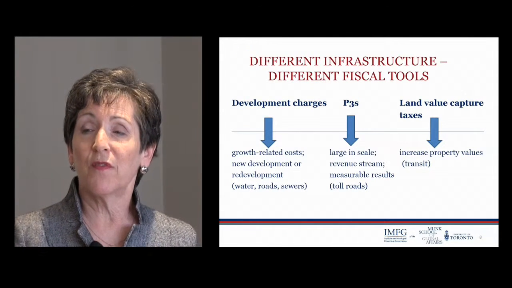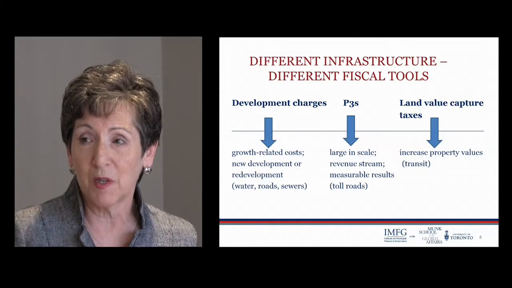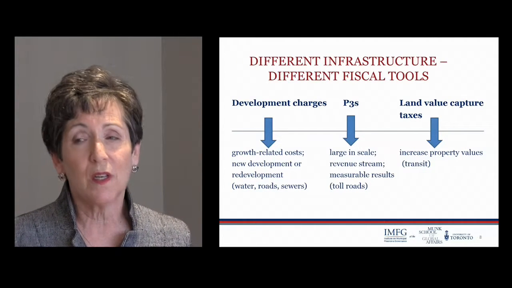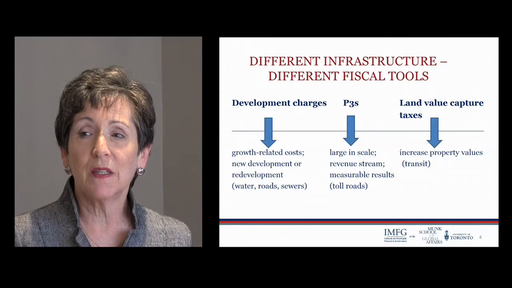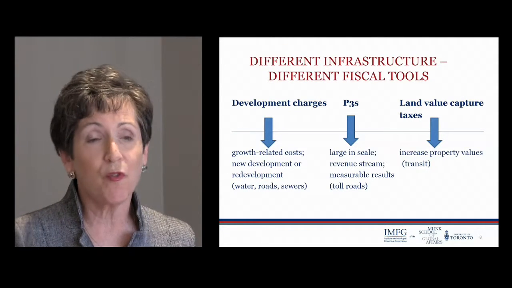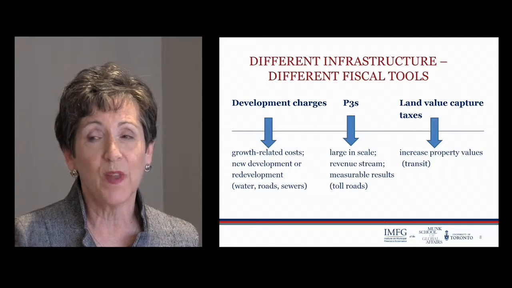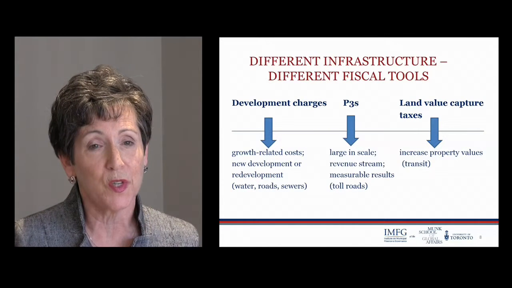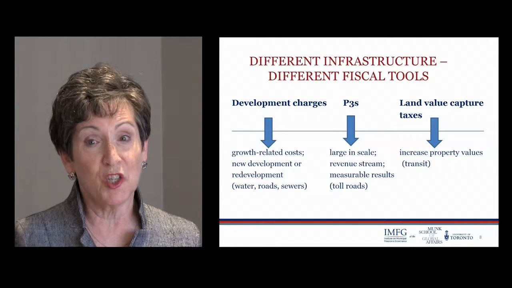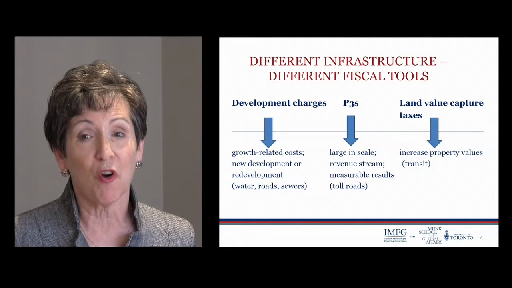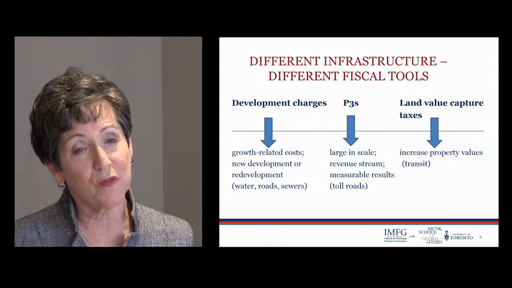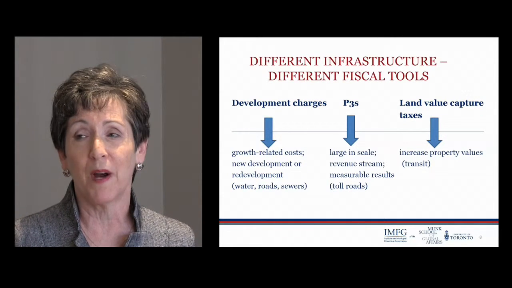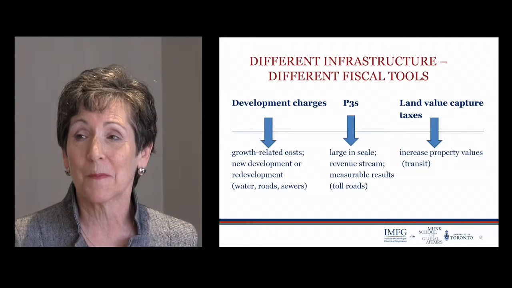3 other ways to pay for infrastructure are development charges, public-private partnerships, and land value capture taxes. Development charges are charges on developers on each lot that is related to the growth-related capital costs associated with that development. It could be new development, it could be redevelopment. And it will pay for things like water, roads, sewers. So we're seeing that this development initiated the need for infrastructure, incurred costs, and we're asking the developers to pay for those costs. Of course, in many cases, those developers will pass on the burden of the charges to the new home buyers. But they are the ones who are using the services.